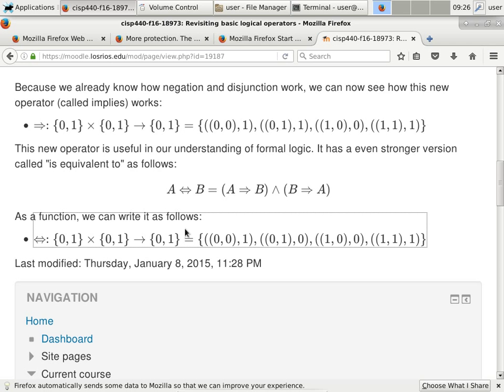Yep? So using the previous definition of implication, wouldn't the equal to be not A or B and not B or A? Say again? So using the previous definition you gave for implication, the one you gave, the not A or B? Uh-huh. But this is not A implies B. Yeah, I know, but this would be that A implies B. That is true, yes. You can replace this part with not A or B. You can replace this part with not B or A. So how would that make them equal to each other?